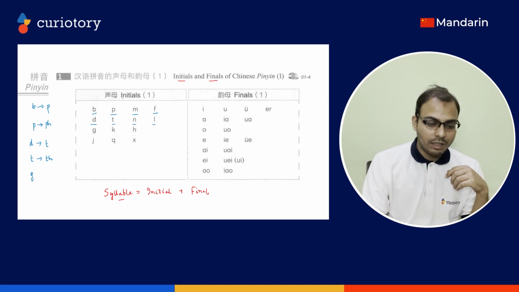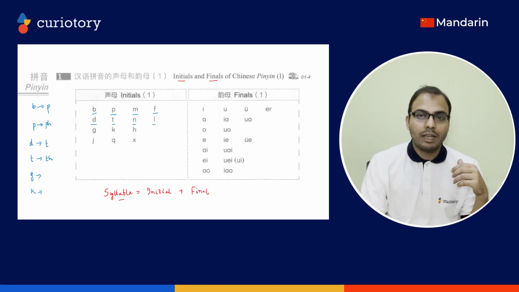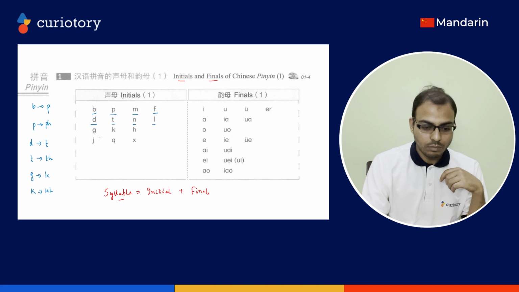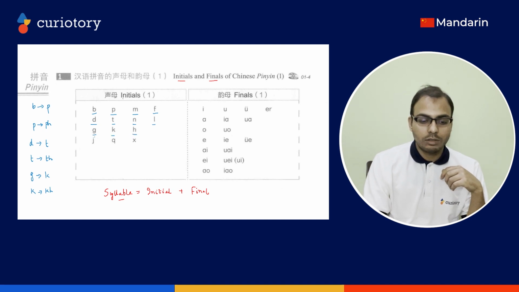For G, K, there are special rules. In Chinese you have to say G like K and K like K. For H there is no special rule. K, K, H.